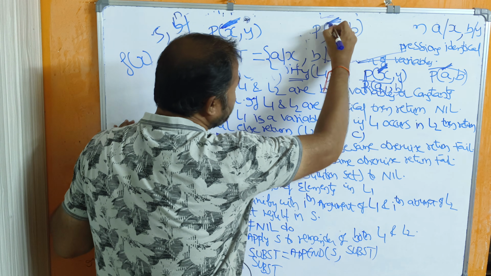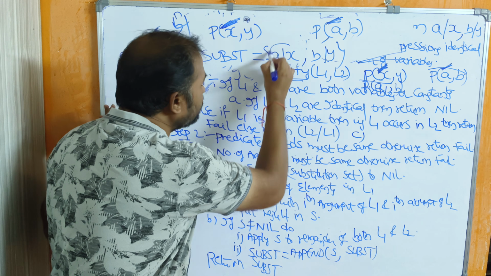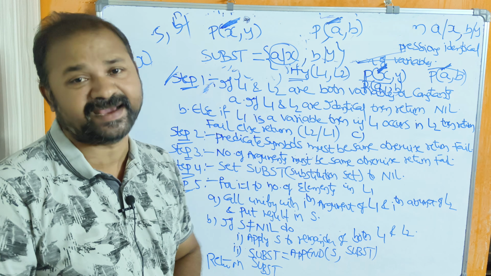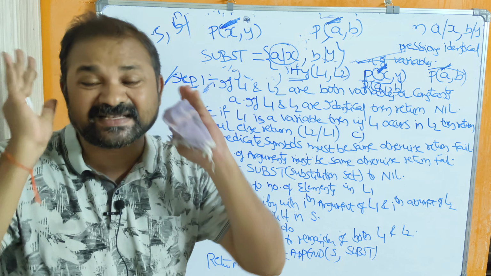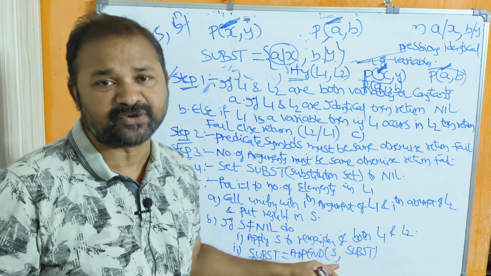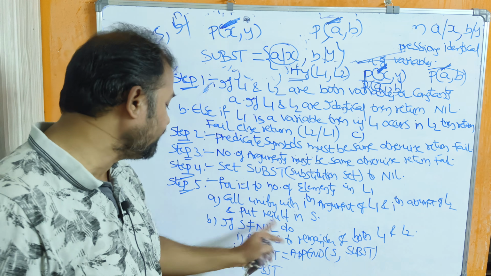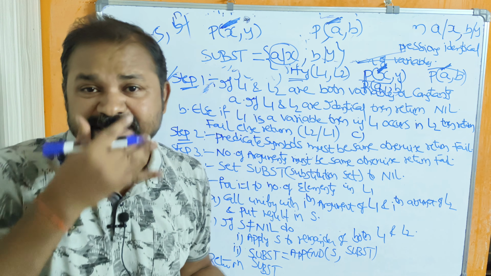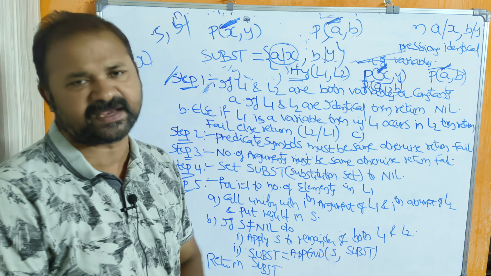The first argument of this expression is a. So first we have to do these two substitutions. We need to store this substitution in a variable called s. So now s contains a by x. Next, step b. If s is not equal to nil, that means s is having some substitution, then do this procedure. Whereas if s equals nil, there are no substitutions, so there is no need to execute this statement. Return SubST.